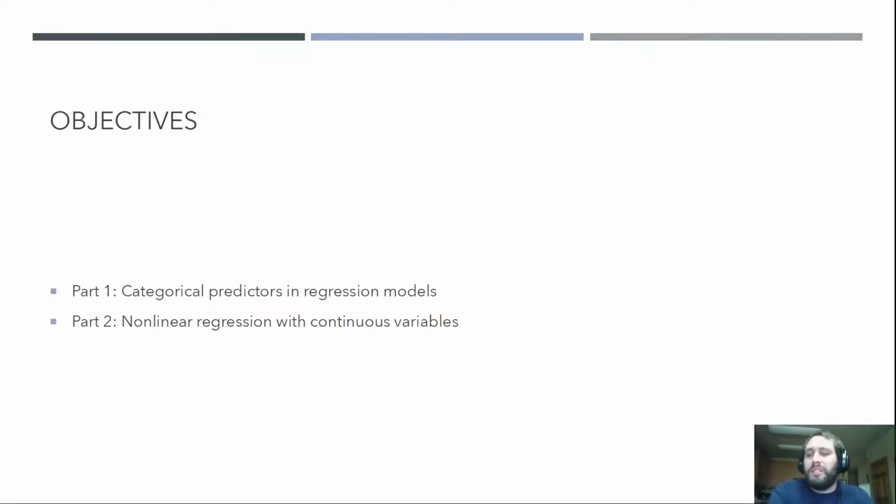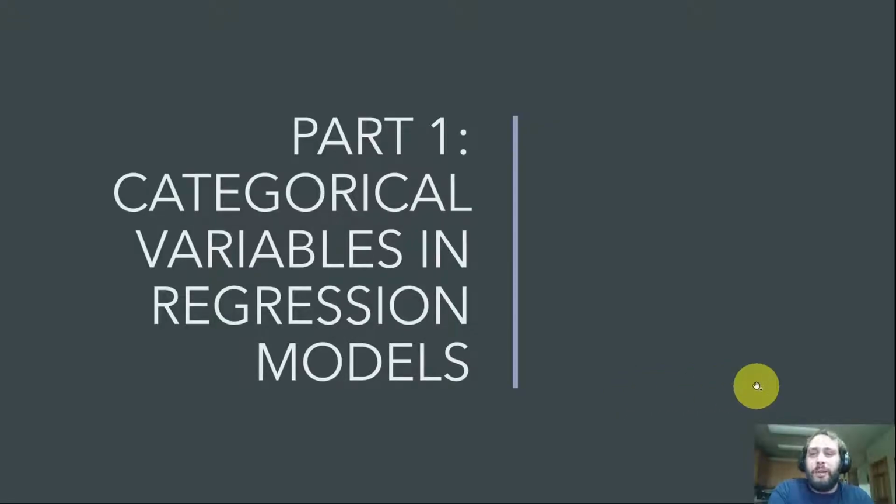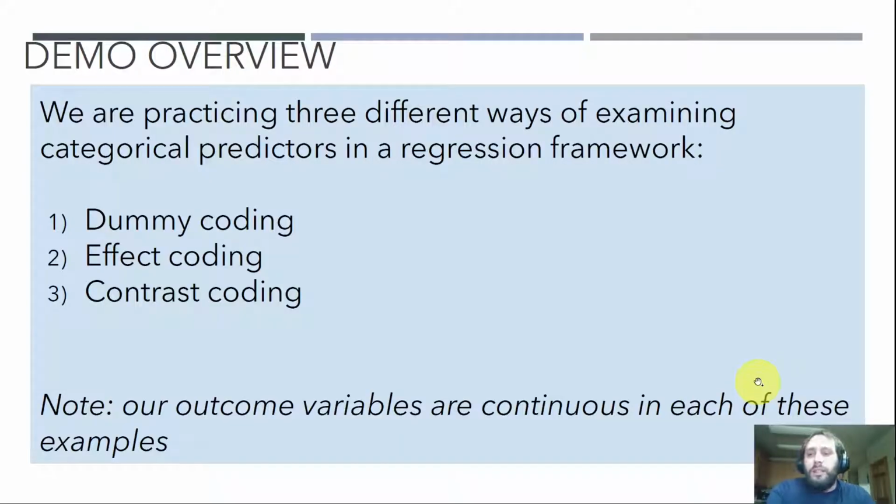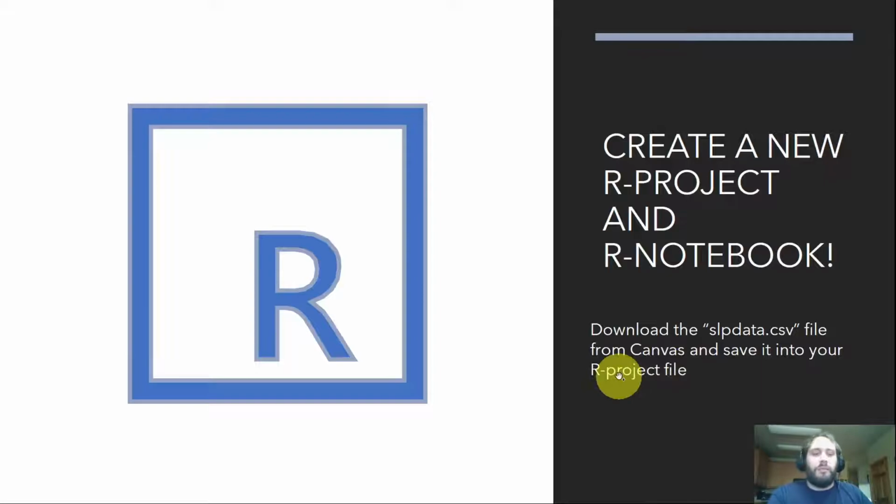So for part one, what we're going to start off by doing is talking about categorical predictors and regression models, and then part two, we're going to talk about nonlinear regression with continuous variables. So let's talk about part one, which is categorical variables and regression models. For this demo today, we're going to be practicing three different ways of examining categorical predictors in a regression framework. We're going to do dummy coding, effect coding, and contrast coding. So we're going to dive right into R, and I'm going to have lessons throughout the module to explain what each of these different coding styles is.